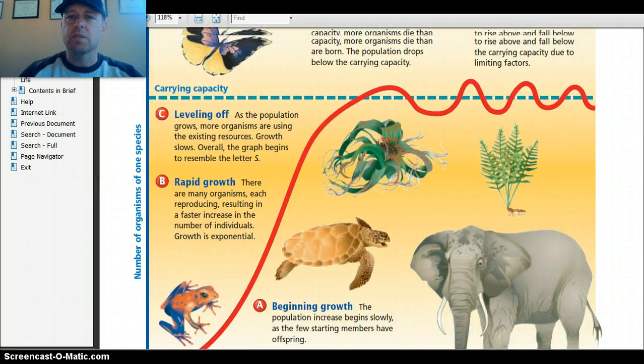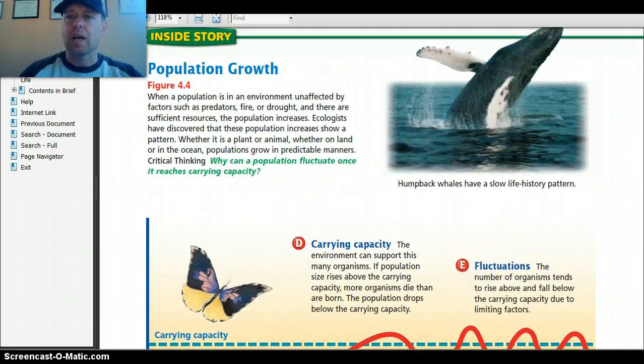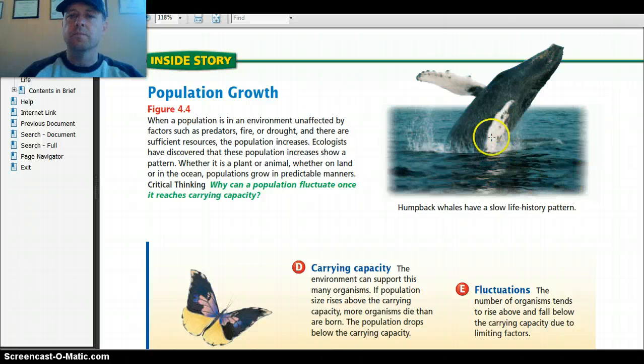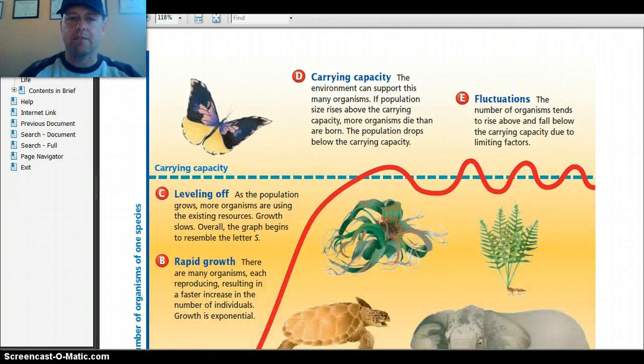Now, some organisms do live for a very long time, but they have what's called a slow life history. For example, humpback whales, the mothers are pregnant for well over a year. Blue whales are pregnant for almost 2 years, and they only have 1 calf at a time, and they don't have many offspring during their lifetime. So overhunting of animals like that severely affects their population, and their numbers just can't bounce back very quickly.